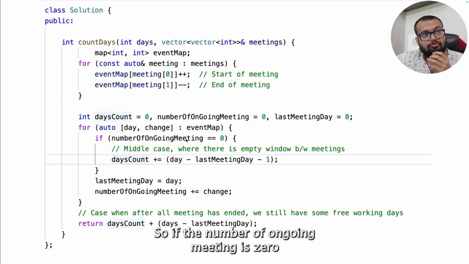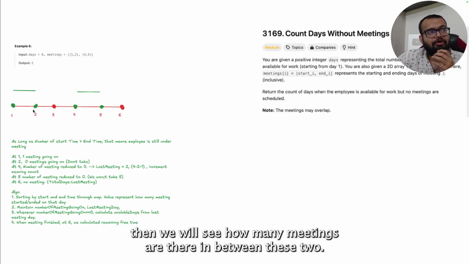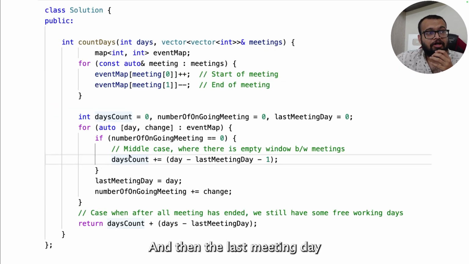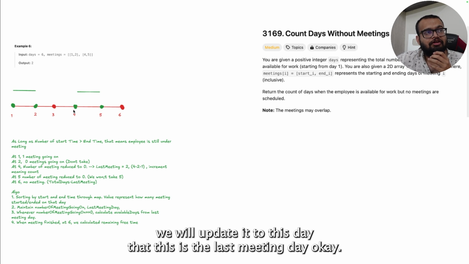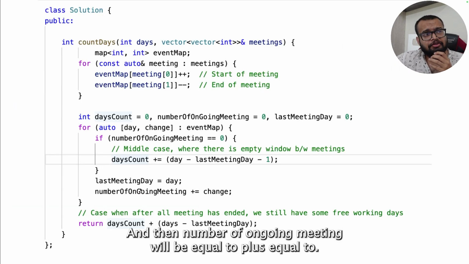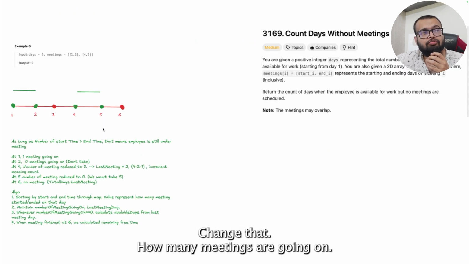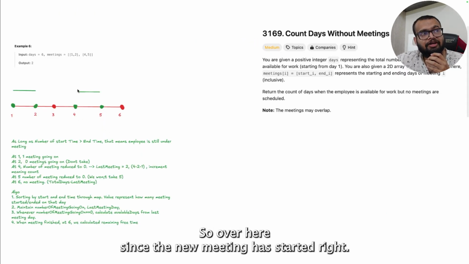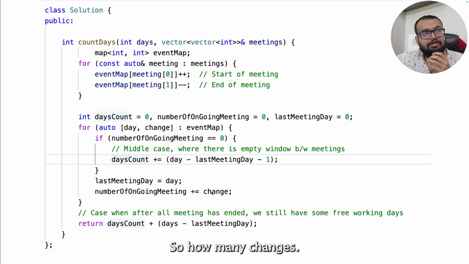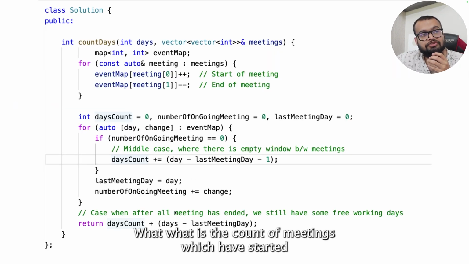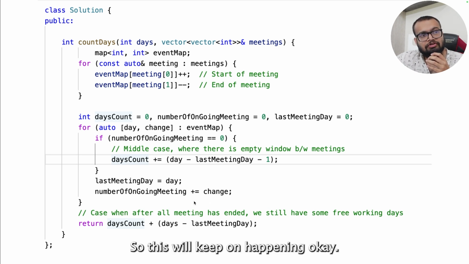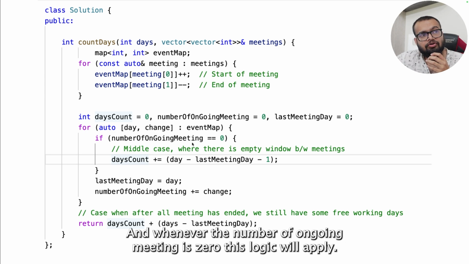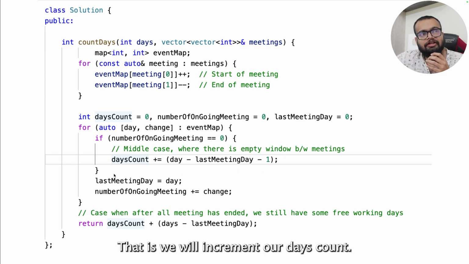So if the number of ongoing meetings is 0, then we will see how many days there are in between these two, and then we update the last meeting day to this day. Then the number of ongoing meetings will be updated by the change, that is, the count of meetings which have started or ended over here. This will keep on happening, and whenever the number of ongoing meetings is 0, this logic will apply, that is, we will increment our days count.